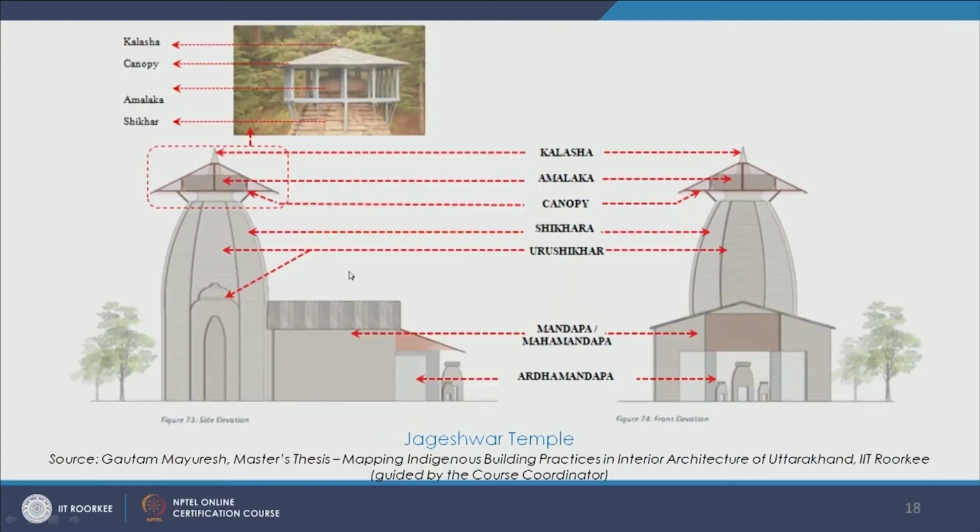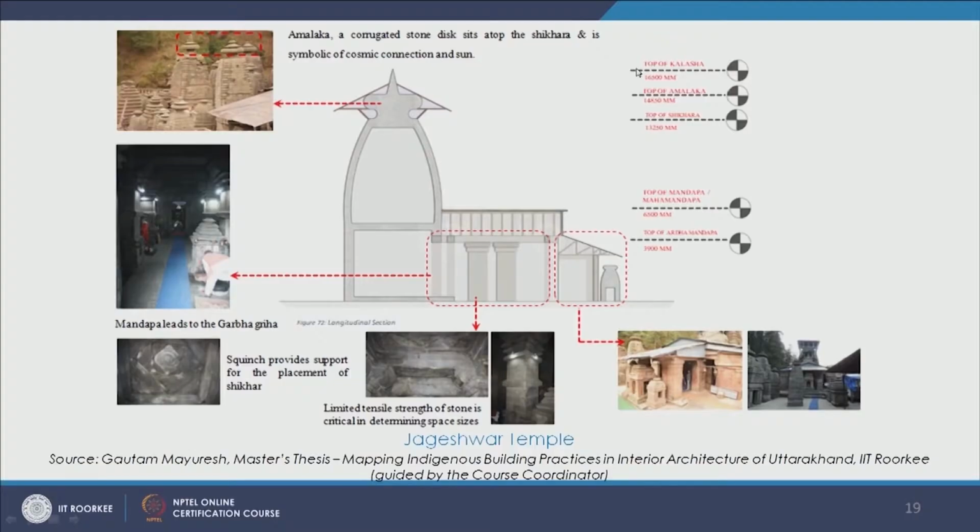Here we see a drawing, and it tells us about different space making elements. So we see this kalasha, and then the amlaka over here, this canopy, shikhara, then there is urushikhara, we see the mandapa and the ardh-mandapa. So the different elements of temple architecture of India. That's how it has been made, but what is unique from outside are the different kinds of carvings and the construction details that have been done in stone. Another few details and pictures that we see over here.